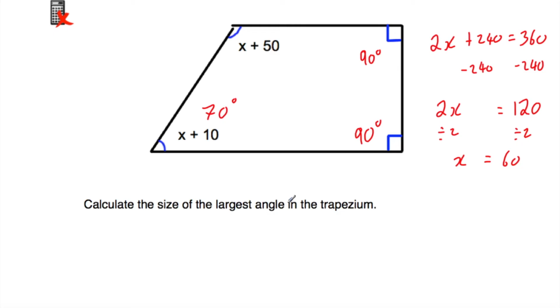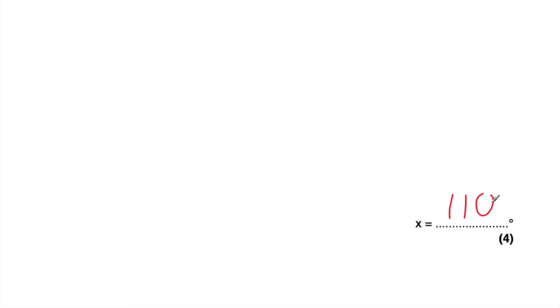So that's not going to be the largest angle. And this one, which is the obtuse angle, I think this is going to be the largest. x plus 50, so that's going to be 60 plus 50, is equal to 110 degrees. So this angle is 110 degrees. And let's just check we've got this right. 100 plus 90 is 190, plus 90, 280, plus 70, 350. And the largest angle would be 110 degrees. So let's write that down, 110 degrees. And that's it.